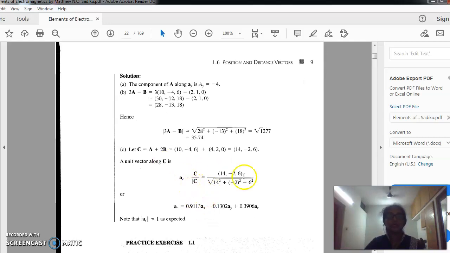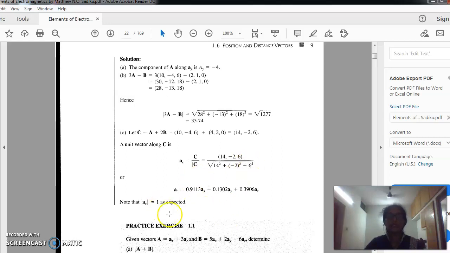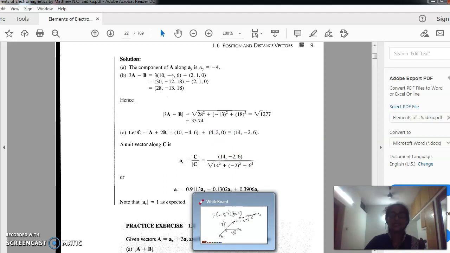Then, how to find out the unit vector? As I said before, find out A plus 2B divided by the square root of the sum of the squares of the three components, the magnitude value. It can also be written as, if you divide it with this value, how did we get this value? Hope you understand, looking at this. Because what is C? C is equal to, that is right here, 14, minus 2 and 6. That is what you get for C, isn't it?